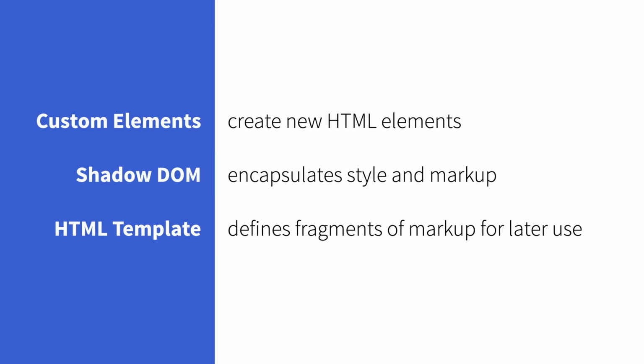Web components consist of 3 different standards. The custom element standard, which allows us to create new custom HTML elements. The shadow DOM, which defines how we create a shadow version of the document object model, which we can use to encapsulate any styles or markup that we don't want to be affected by the surrounding web page. And the HTML template standard, which defines how we can create fragments of markup that we want to use later.